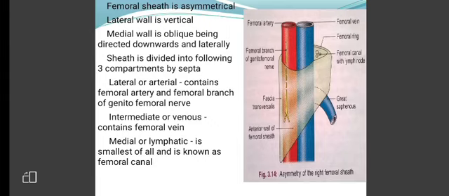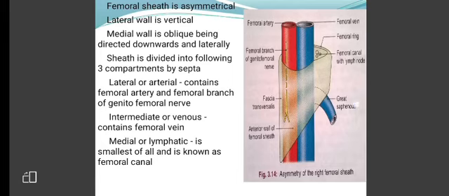Next, we will learn about walls of femoral sheath. Femoral sheath is asymmetrical in shape. Lateral wall is vertical. Medial wall is oblique, being directed downwards and laterally. The femoral sheath is divided into three compartments: lateral compartment, intermediate compartment and medial compartment.